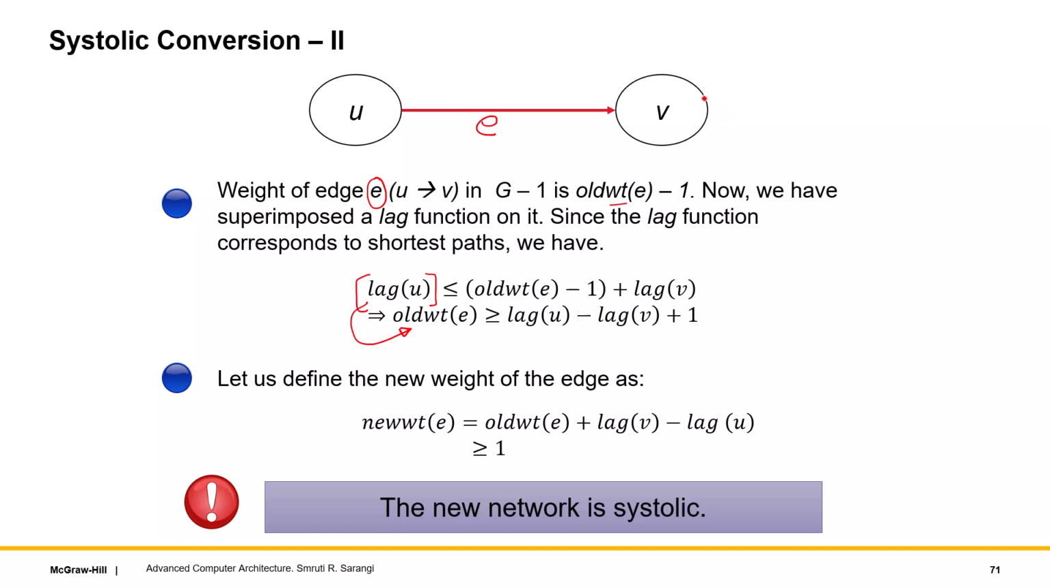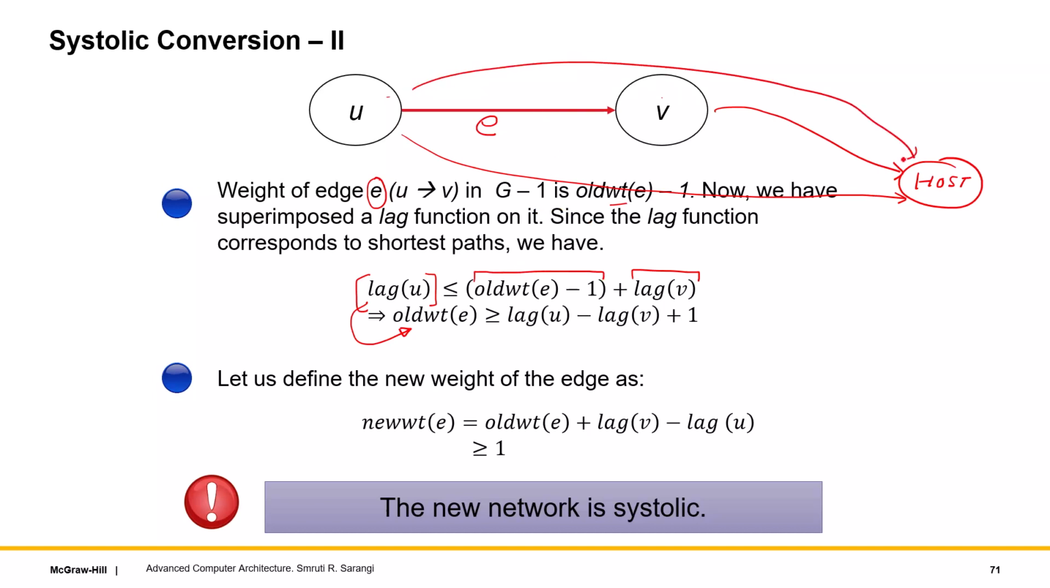Proving this is quite simple. Lag of V is the weight of the shortest path from V to the host. The shortest path of U will either go via the U to V route or take some other path to the host. The weight of the path going from U to V and V to the host is nothing but lag V, the shortest path from V, plus old weight e minus 1, because we are computing the shortest paths on G minus 1. So this is the weight of this long path.